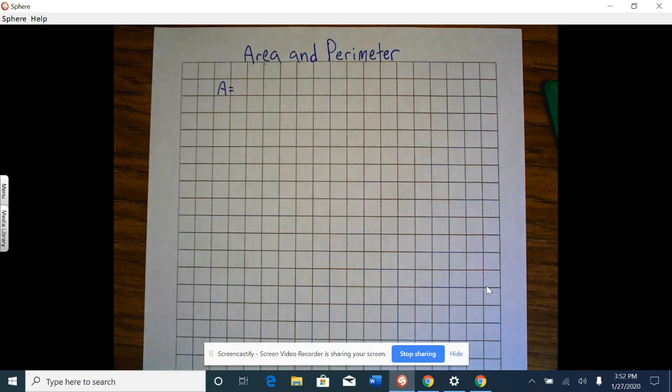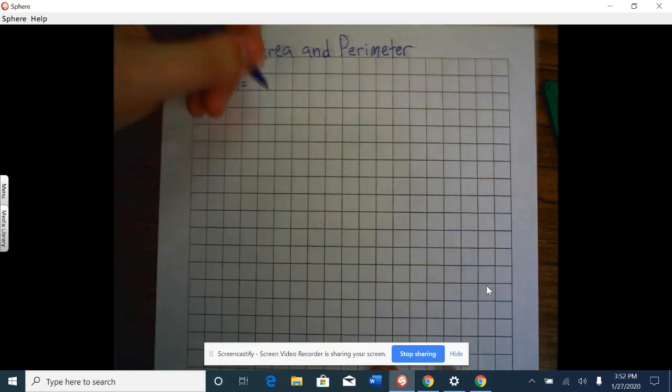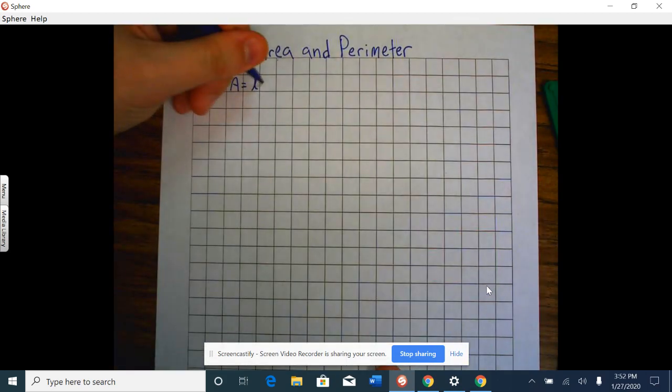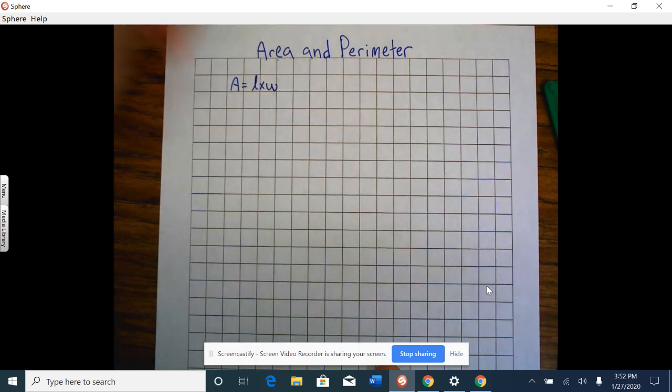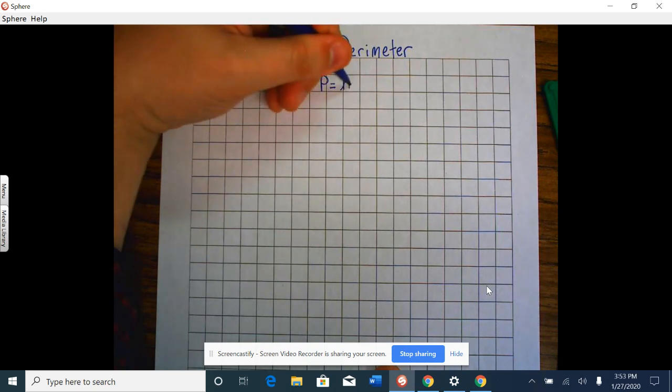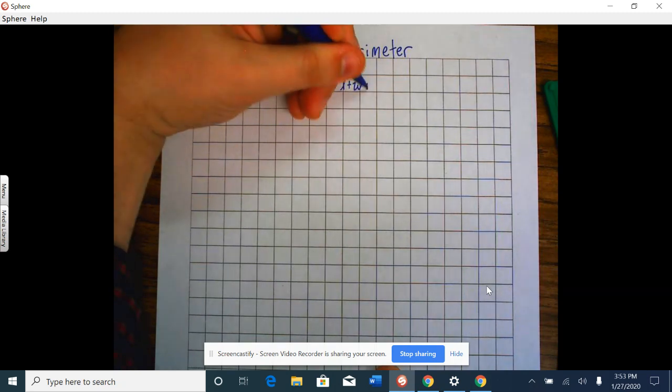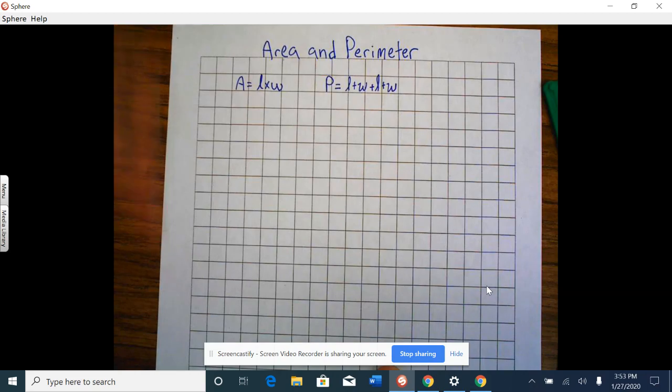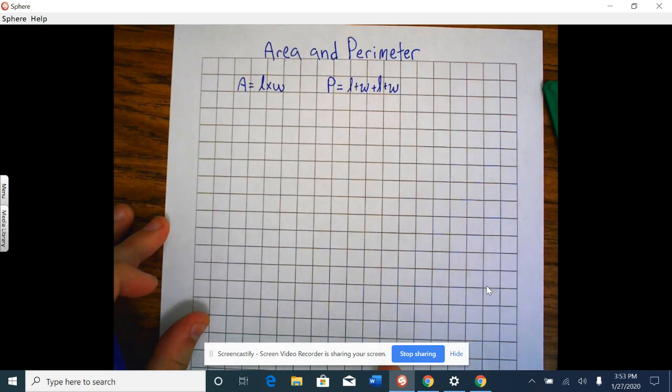Okay, so hopefully you came up with the formula for area that was length times width, and a formula for perimeter that was either length plus width plus length plus width, or you could say 2 times the length plus 2 times the width.